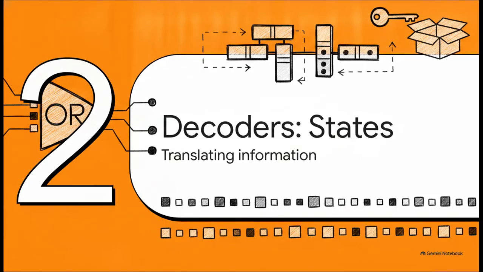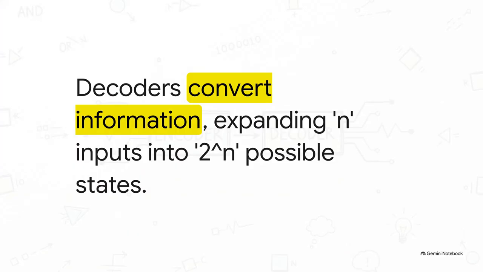Moving right along to Section 2, decoders, translating to states. At their core, decoders are basically addressing devices. They convert information from one number system to another. Mathematically, what they're doing is taking a small handful of inputs, let's call that n, and expanding them out into 2 to the power of n possible states. So if you have 2 input lines, a decoder can address 4 different output states. 3 inputs, you get 8 states. It literally takes compressed data and fans it out into specific, actionable addresses within the computer.